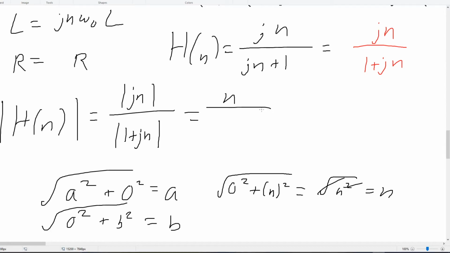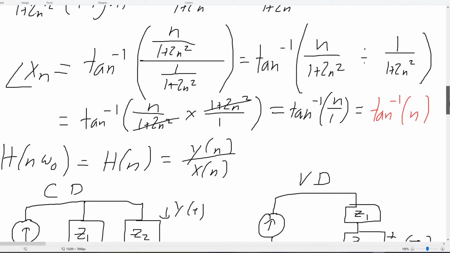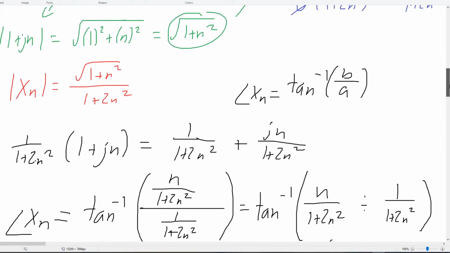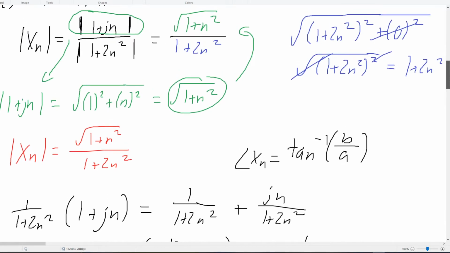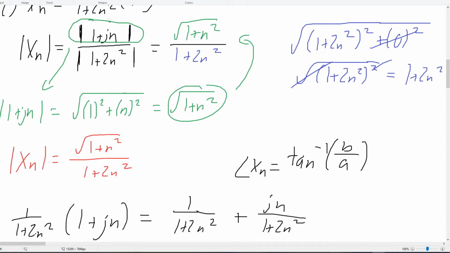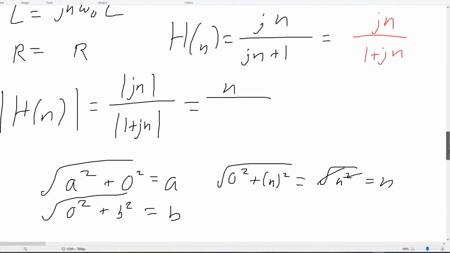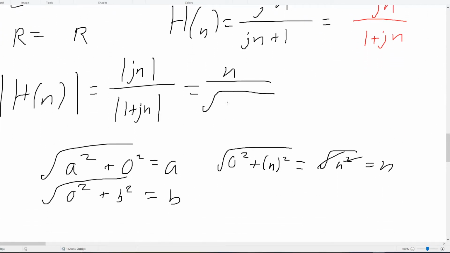The bottom part is 1 plus jn, which I think we've done before. Have we not? Yep, right over here. 1 plus jn. This is also equal to the square root of 1 plus n squared. There we go. So this is already done for us. Square root of 1 plus n squared. And I could actually just rewrite this in red so that you guys see that this is the final answer. n over the square root of 1 plus n squared. We can't really do anything after that.